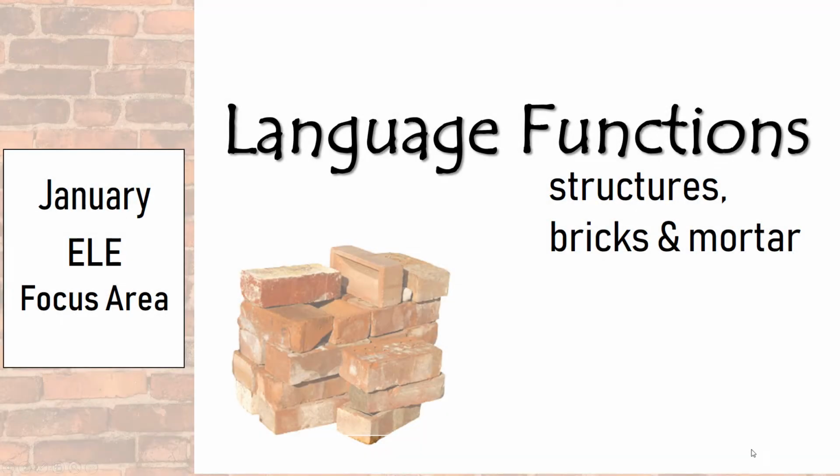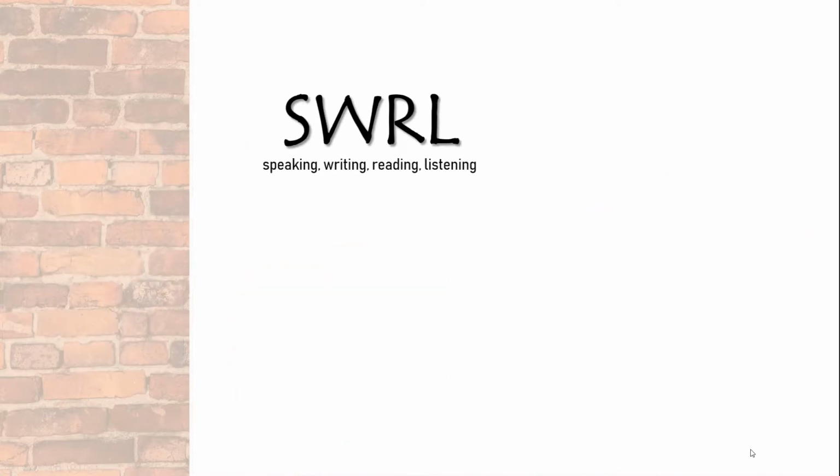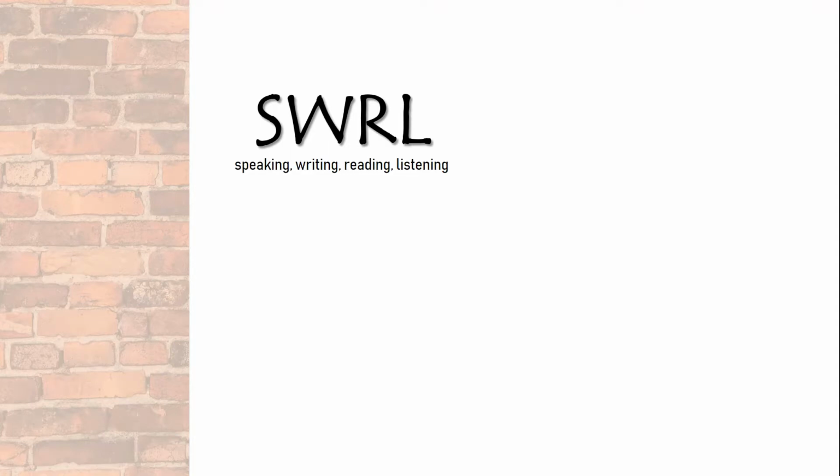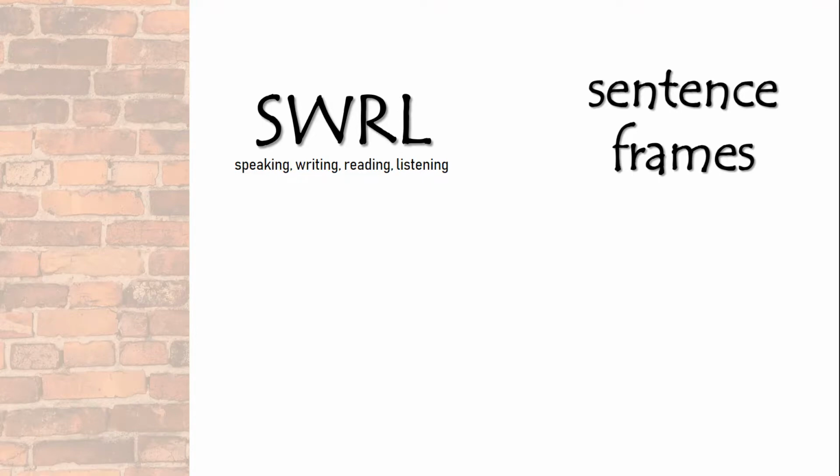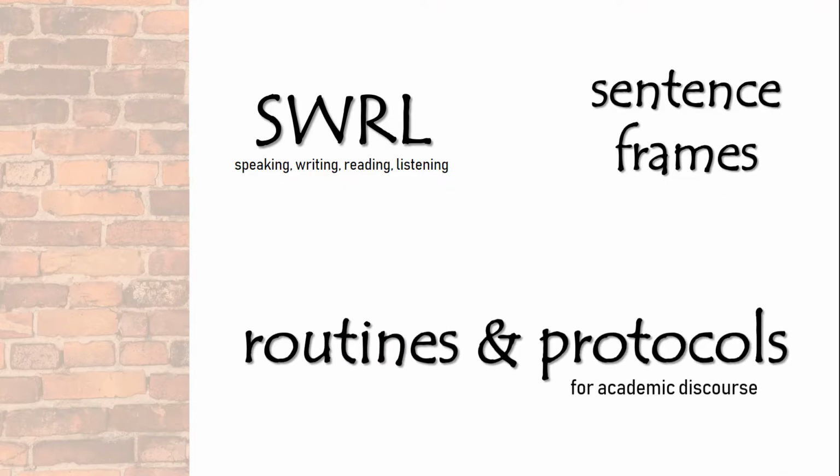Over the course of this school year, we have been focusing on how we can develop our English language learners' ability to use academic language and engage in academic discourse. We started by looking at Swirl and how we can incorporate speaking and writing, reading, and listening into every lesson. We then considered the types of sentence frames that we could use to support our students to speak and write in complete sentences. Then we looked at different routines and protocols that we could incorporate into our lessons so that students could participate in extended conversations.